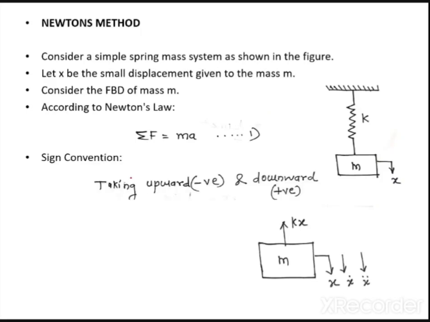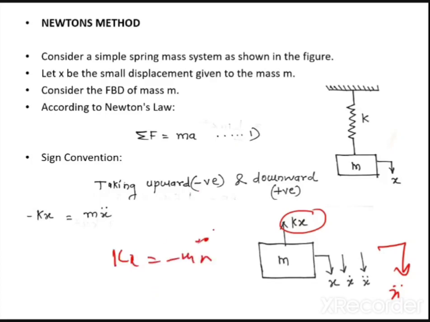Sign convention. Taking upward negative, and here the sign convention is very important in Newton. So taking upward negative and downward positive. You can take vice versa also, my dear students. So upward negative here. What is F? F is nothing but the external force. What is the external force? kx. Positive or negative? Negative, is equal to m into a. m is constant. Now acceleration means what? x double dot. x double dot is downward, so positive. You can also write kx is equal to minus m x double dot. You can write it however you want, but the sign convention is very easy.